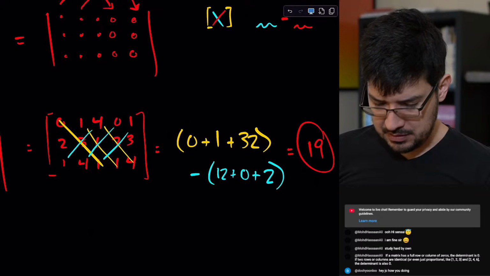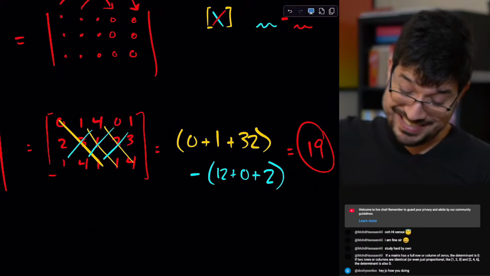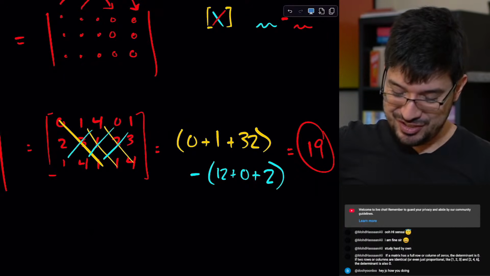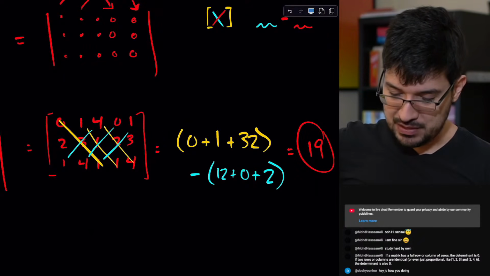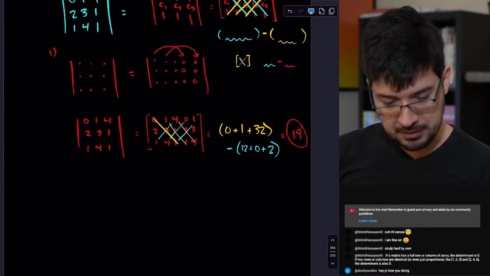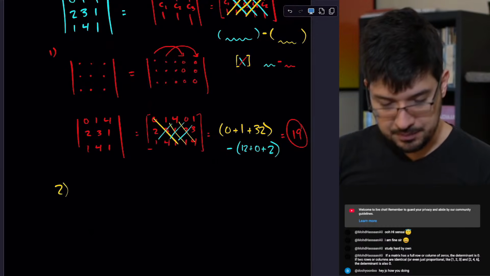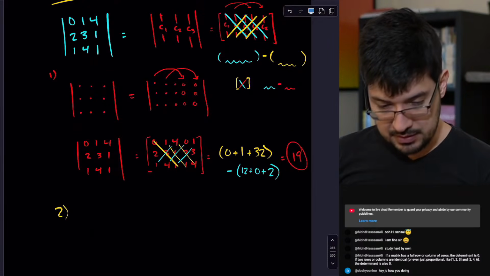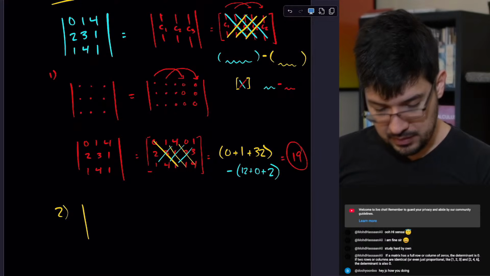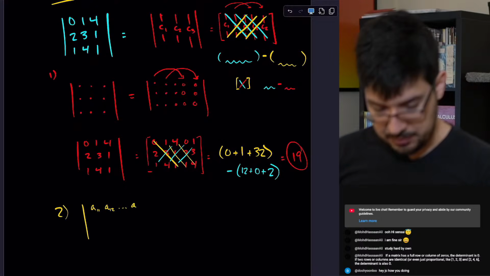Did I mess it up? No, I think 32 minus 2 is 0. Oh wait, no. 32 minus 2 is 30. 30 minus 12 is 18. 18 plus 1 is 19. Yeah, so I didn't make an algebra mistake. All right, so that's one solution. Let's get another solution. This is the definition of an arbitrary sized matrix.